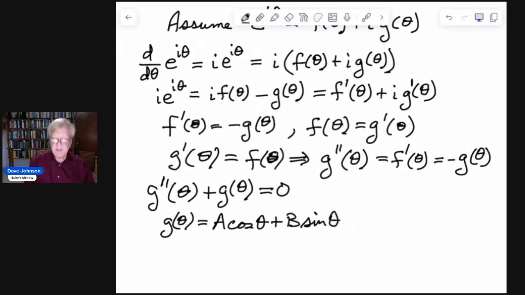I'm not going to prove that this is true, that this is a solution, but all you have to do is differentiate both sides with respect to theta. So you get g prime of theta, and then do the same thing again, g double prime of theta, and substitute your expressions into the differential equation here, and you'll see that it satisfies it for any choice of a and b.